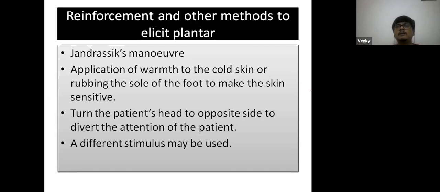What happens in the Jendrassik maneuver? There will be an increased gamma motor neuron discharge. Okay. So you no need to read about what gamma motor neuron discharge is and all. You just remember the fact alone.